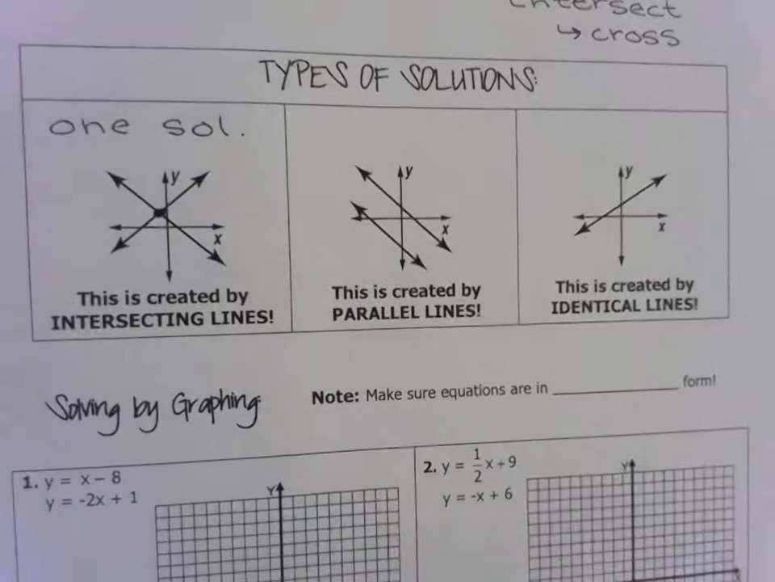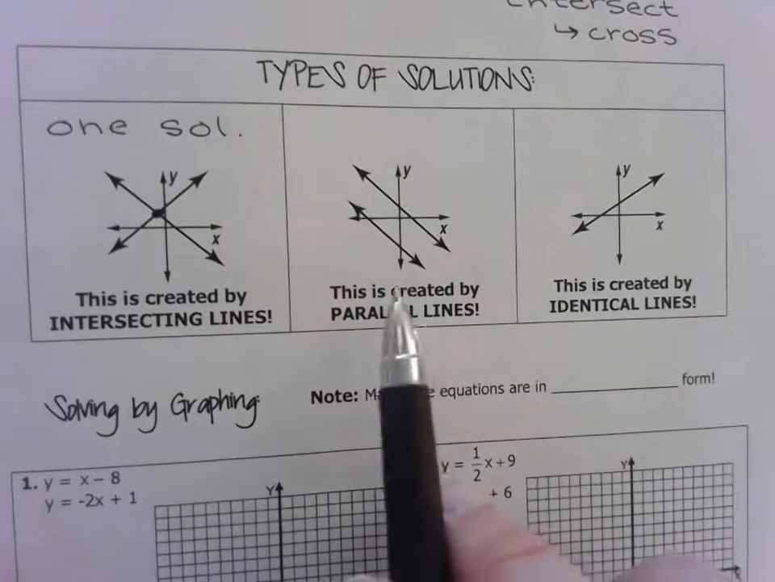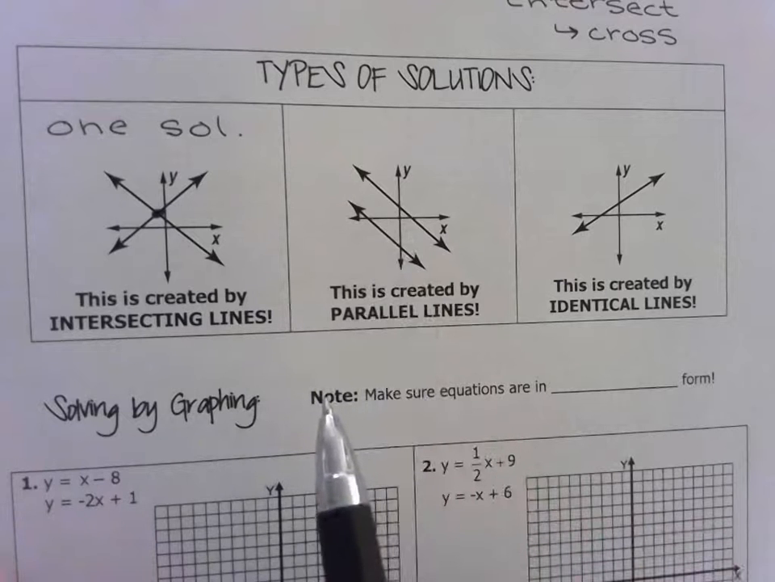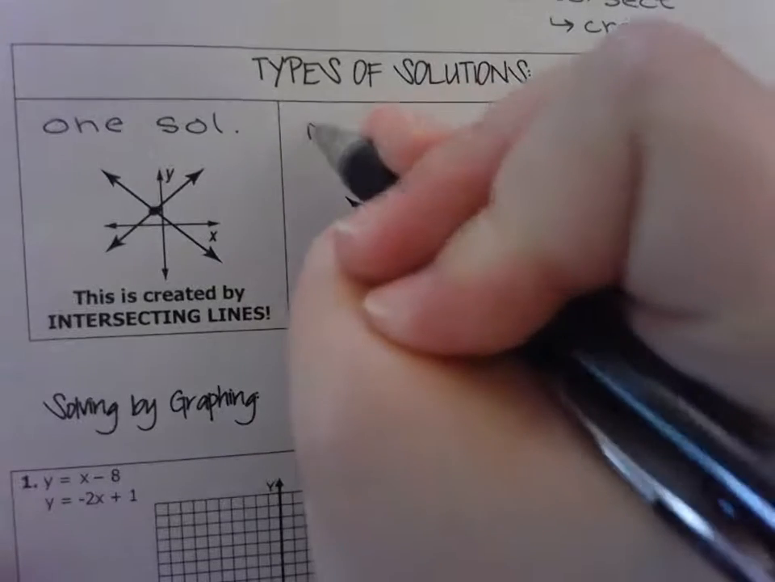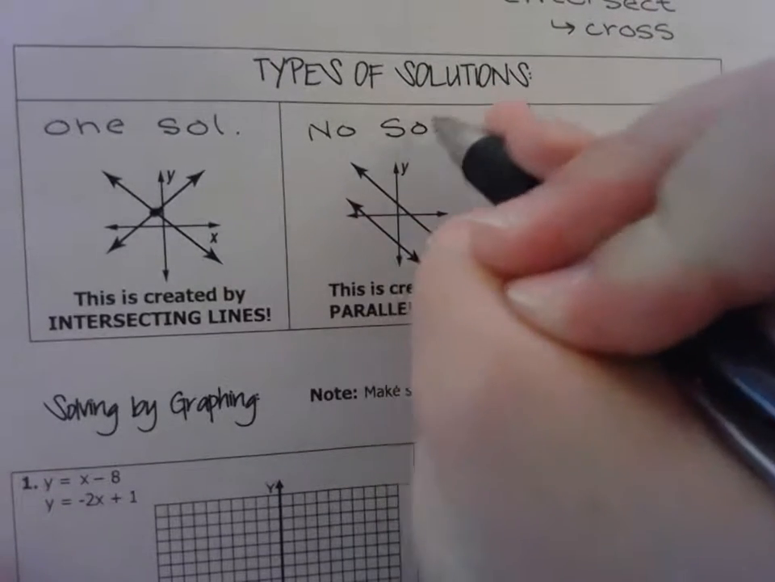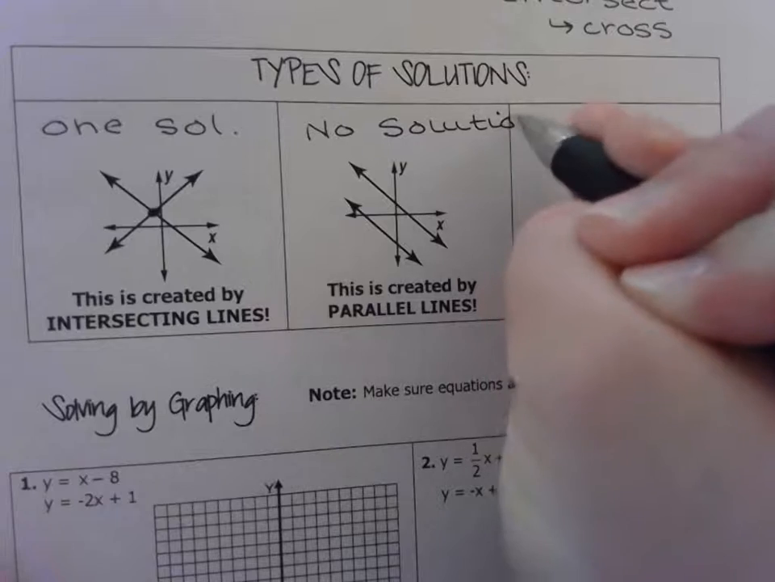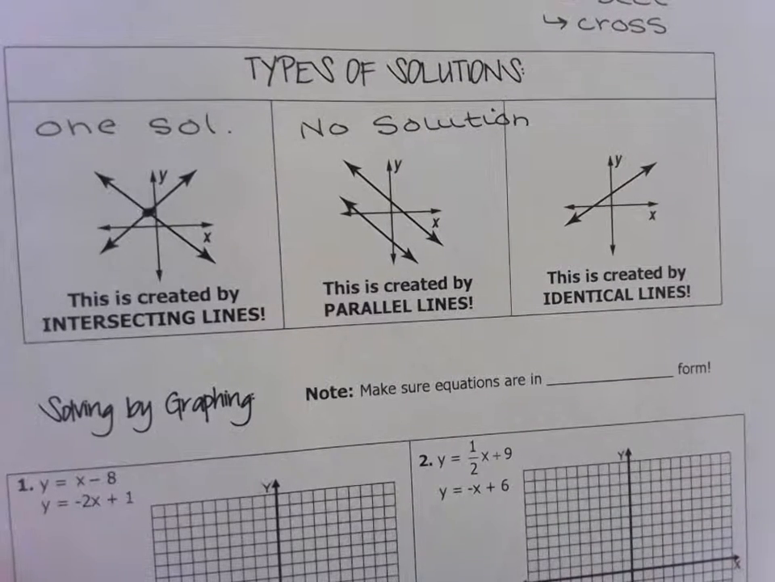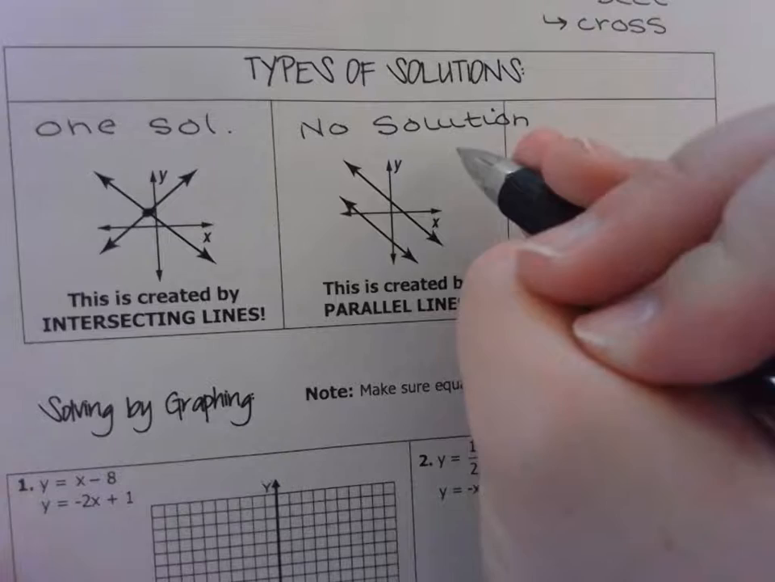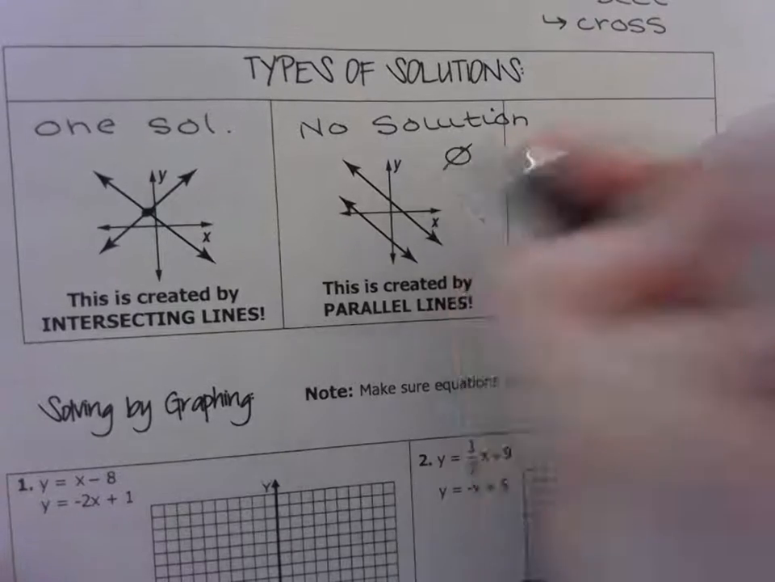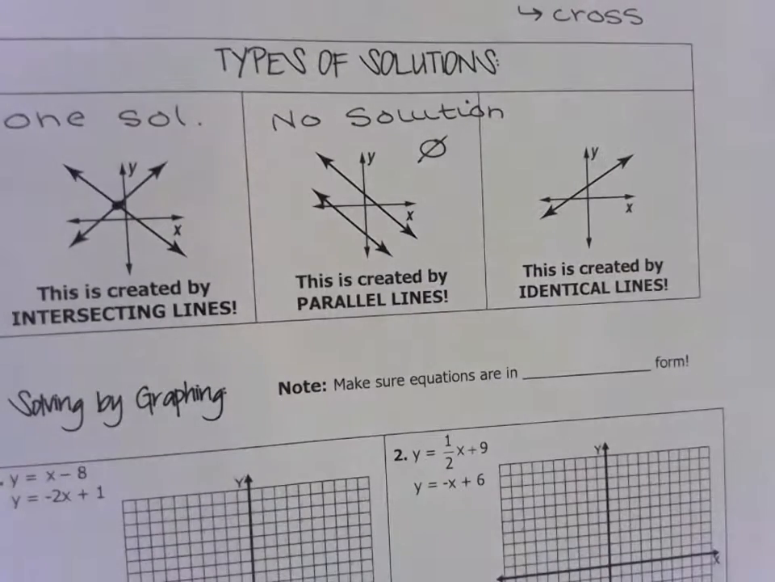The second option is created by parallel lines. Where do parallel lines cross? Never. So if they don't cross anywhere, there are no solutions. If my solution is where the lines cross, and they're parallel and don't cross anywhere, then it is no solution. This is the symbol for no solution. So instead of writing no solution, you can put a circle with a line through it. So if you have 2 parallel lines, they do not cross, so there is no solution, because the solution is where they cross.